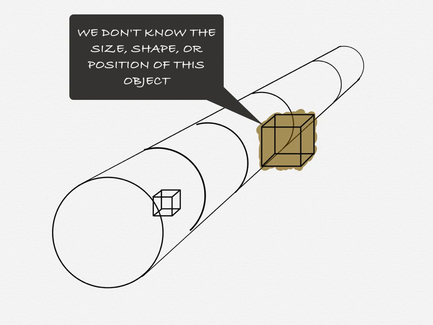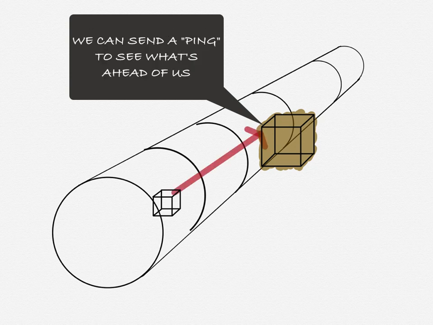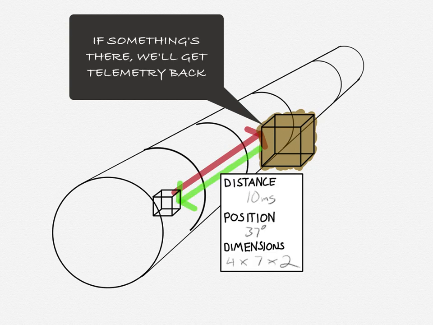So it's very similar to what we have with the satellite, except that we don't know where the object is going to be. We don't even know if it's going to be there. We need to be able to react a little bit more dynamically. That means we need to know what's ahead of us before we get there so that we can make adjustments. So we're able to send a ping that will go down the vortex to see if there's anything ahead of us. And if there is, it will send telemetry back to us, telling us how many milliseconds until we run into this thing, where it is along the tube of the vortex, and about what size it is.